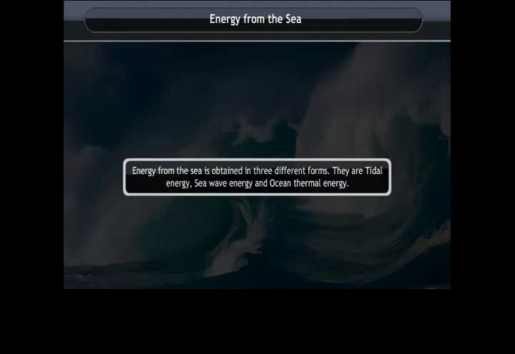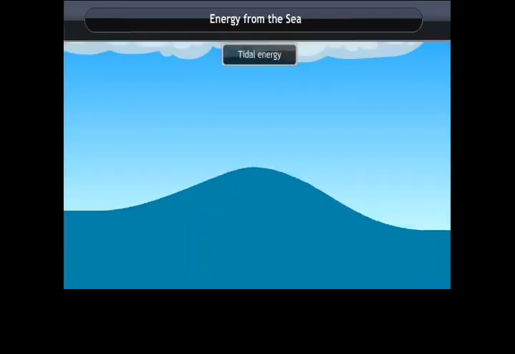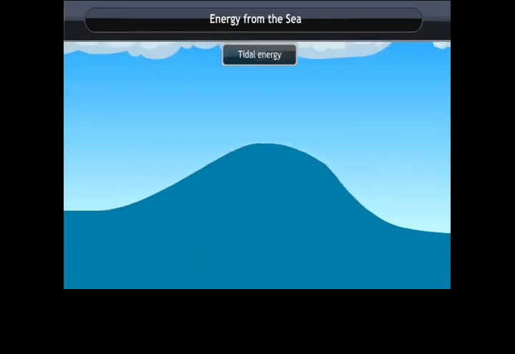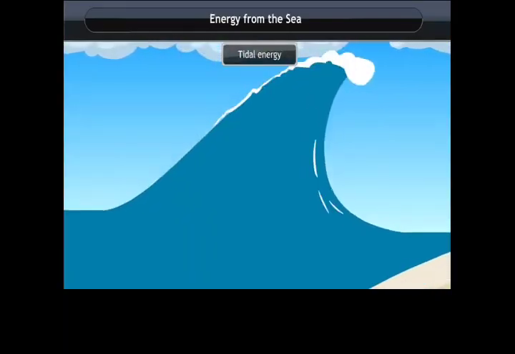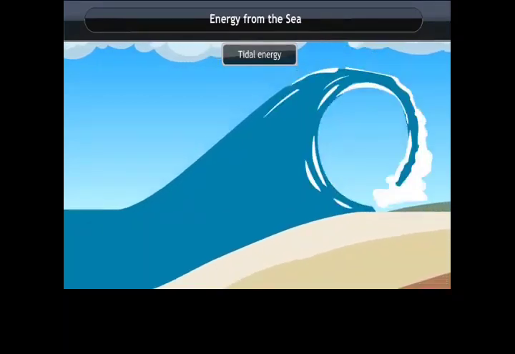Energy from the sea. Energy from the sea is obtained in three different forms. They are tidal energy, sea wave energy, and ocean thermal energy. Tidal energy. The periodic rise and fall of sea level due to the gravitational attraction of the moon causes tides.